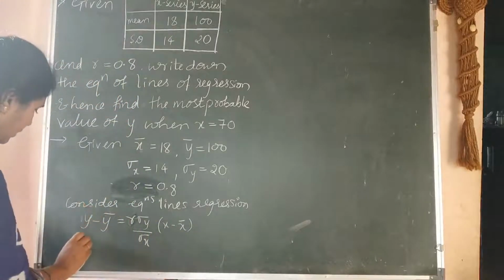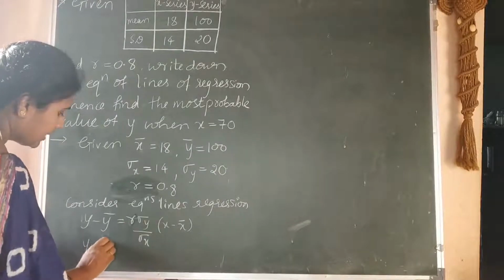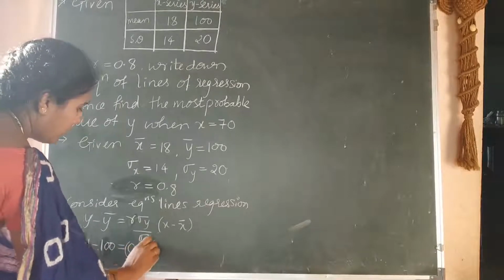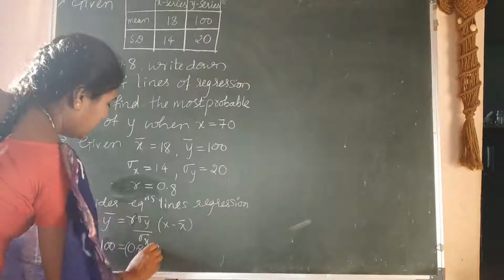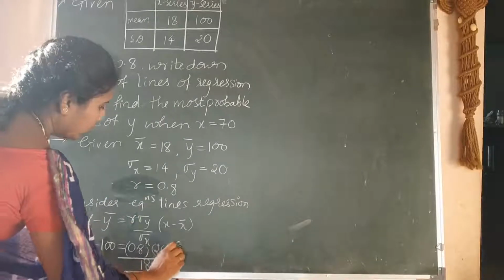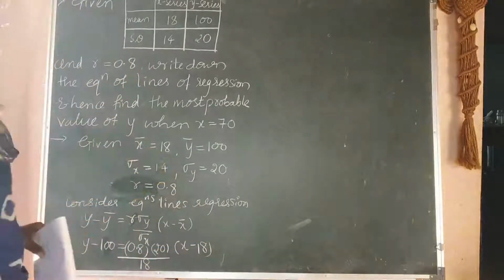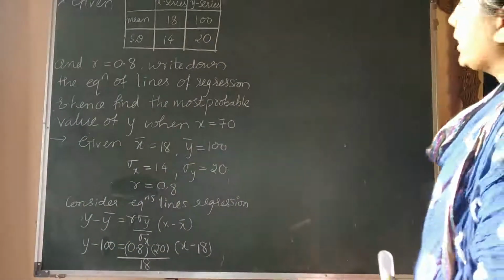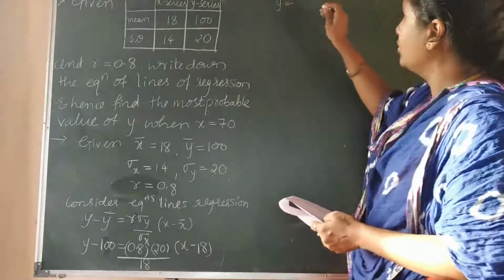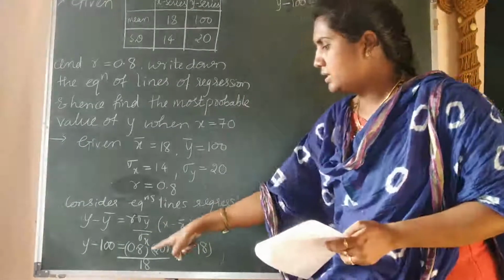Okay, substitute here. y bar is 100, and r they have given it is 0.8, sigma y they have given it is 20 upon sigma x, which is 14, into bracket x minus x bar, which is 18. Simplify this one. After simplifying we will get the required line of regression. After simplifying, y minus 100 is equal to, first simplify this term.